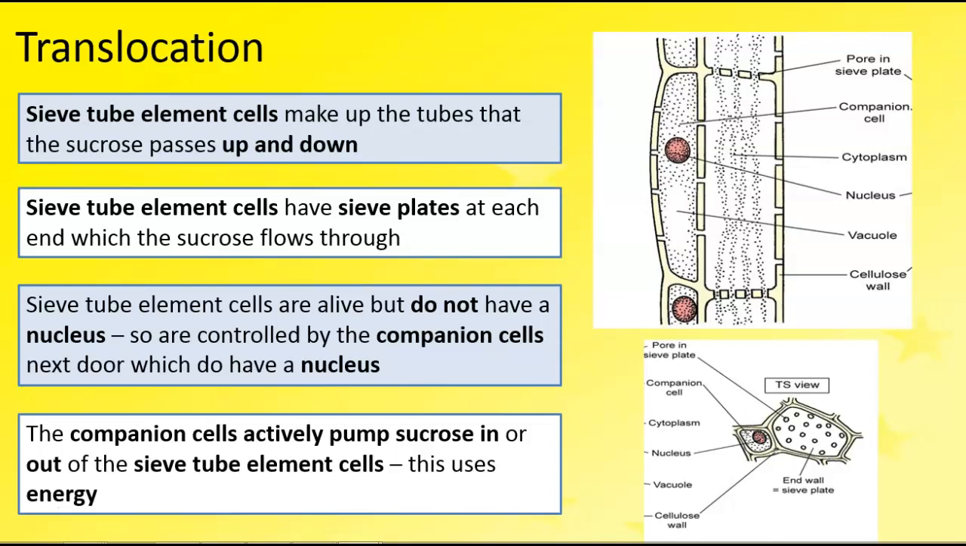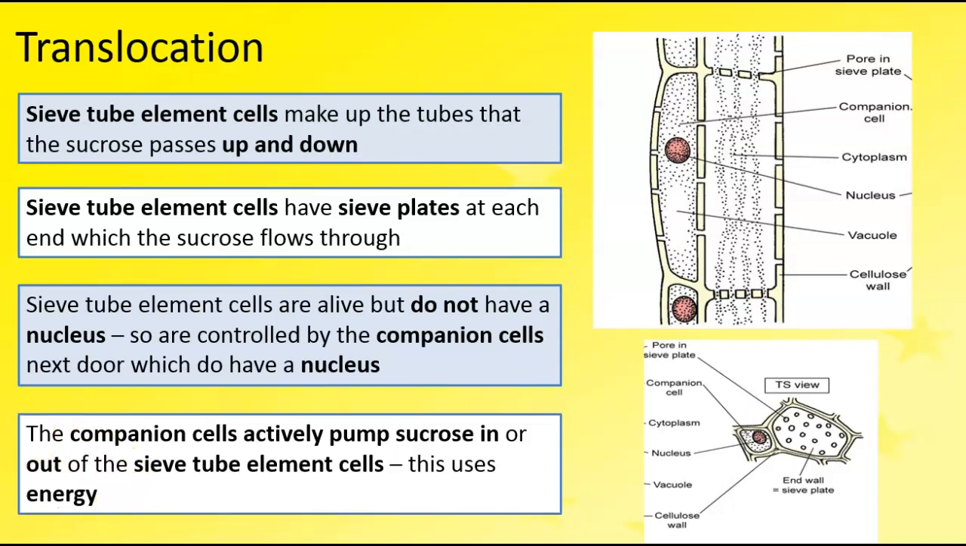These cells are still alive. They have cytoplasm, which xylem vessels don't, as they are completely dead, but they don't have a nucleus, and that's why they have to have a companion cell, because the companion cell has to control them, because the companion cell is the cell that has the nucleus.